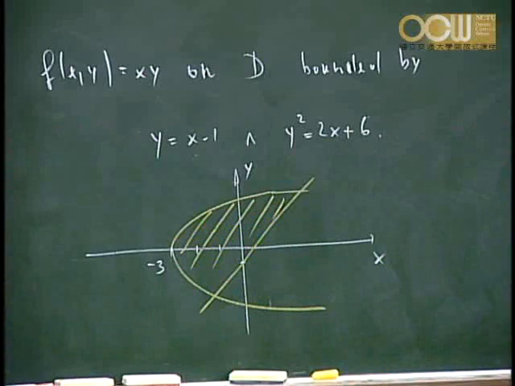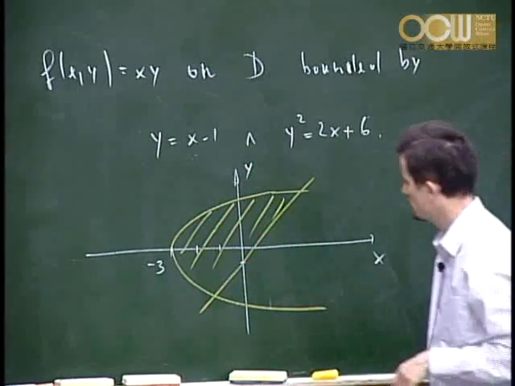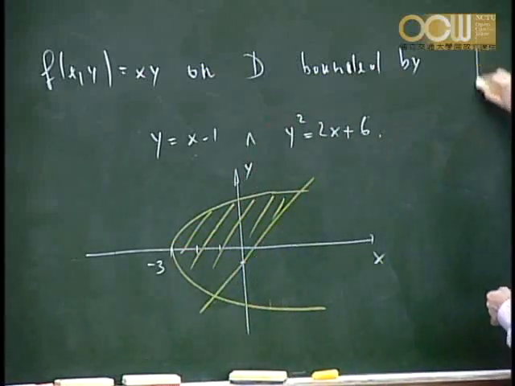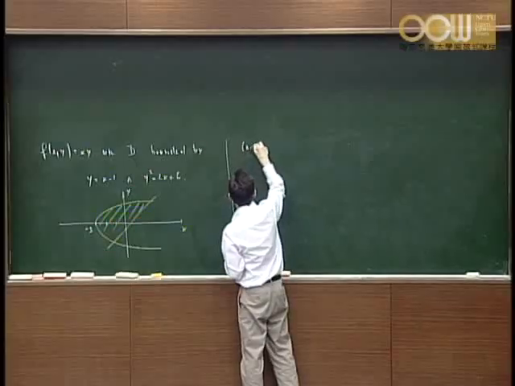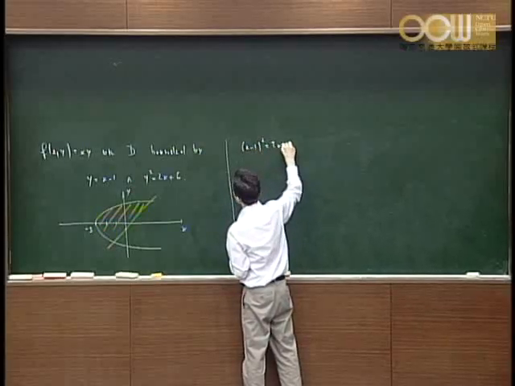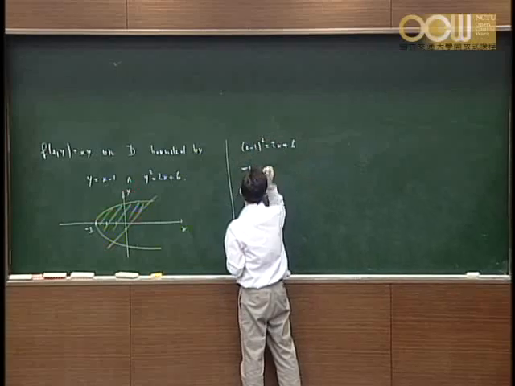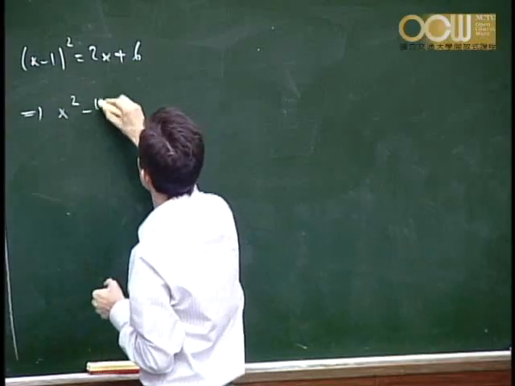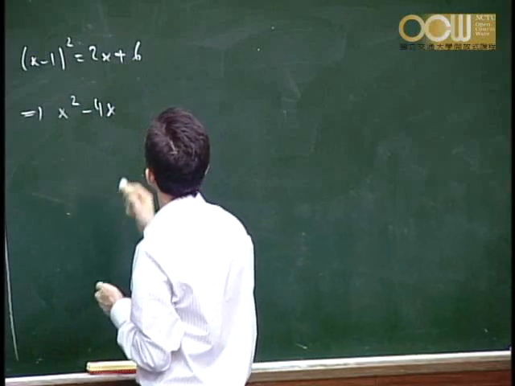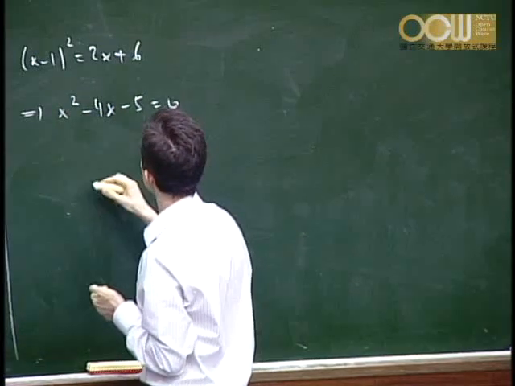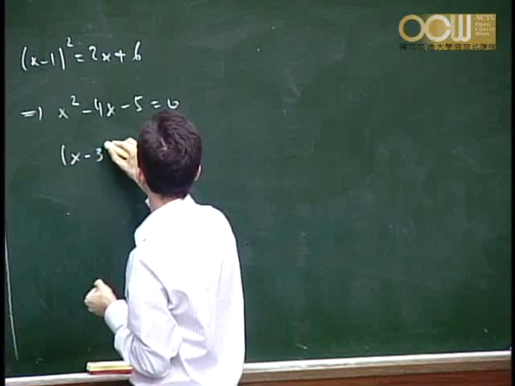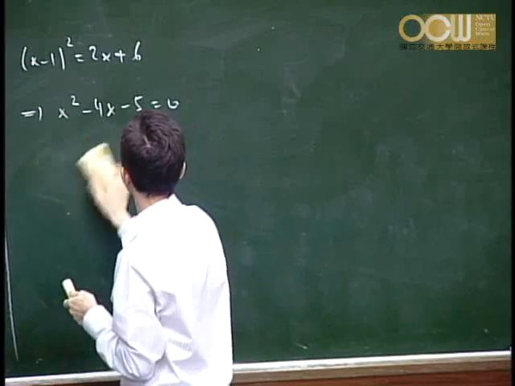So this seems to make it slightly easier. What we first have to compute is this point of intersection here. So we have x minus 1 squared is equal to 2x plus 6. So x squared minus 4x plus 1 minus 5 is equal to 0. So what is this? I have to solve it.